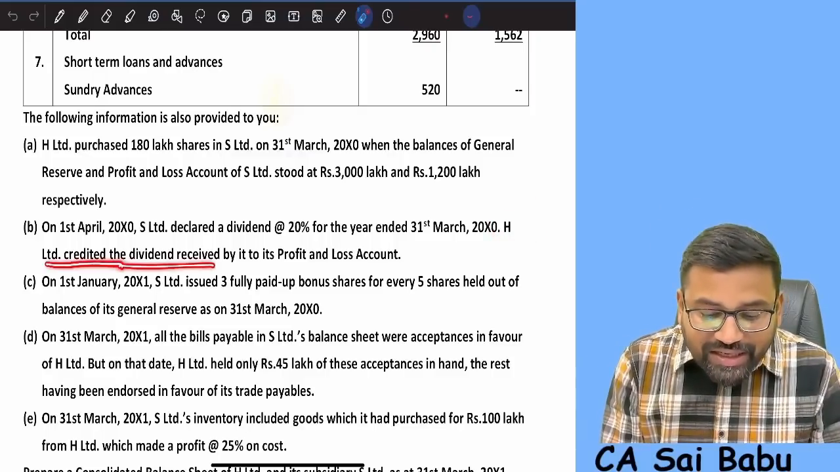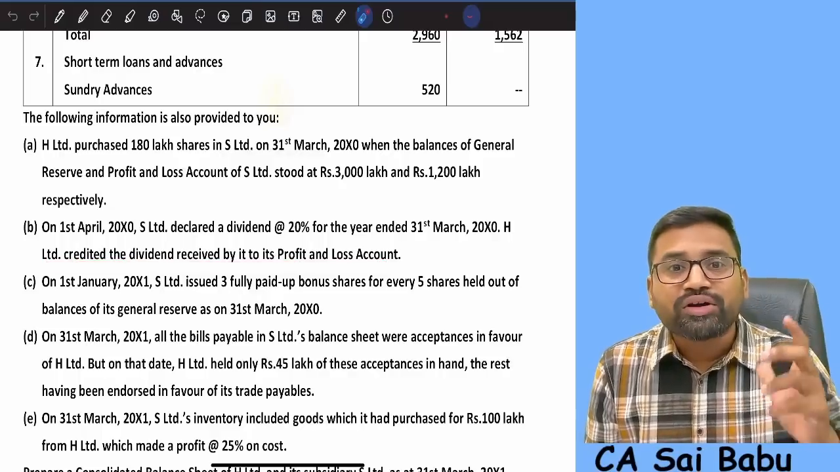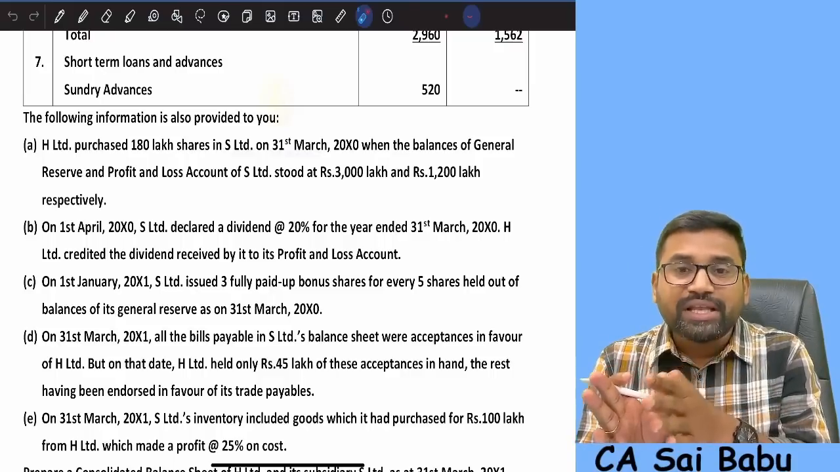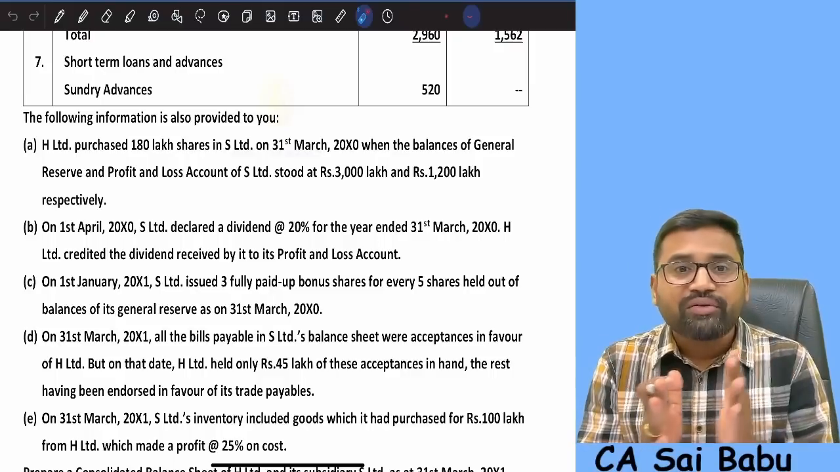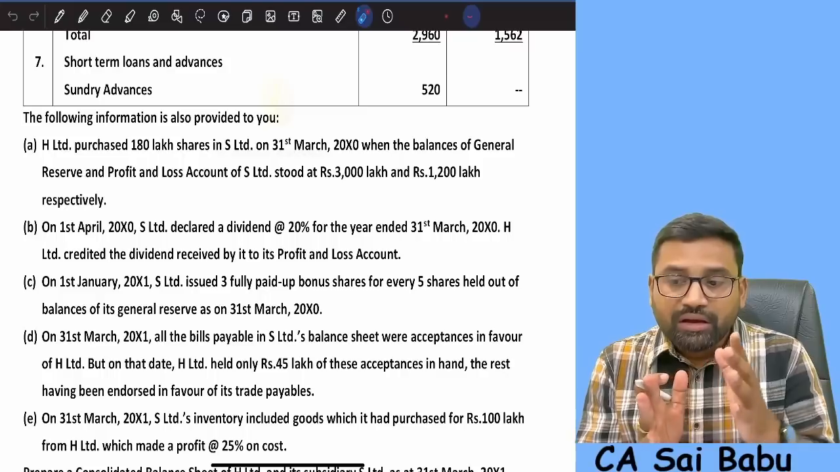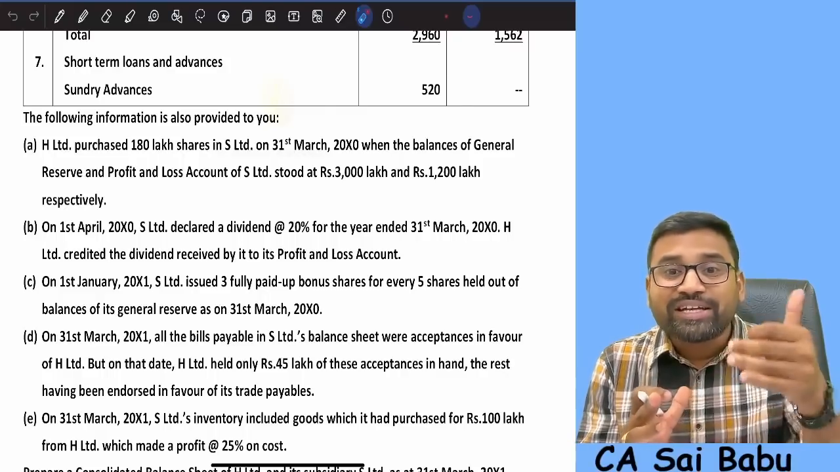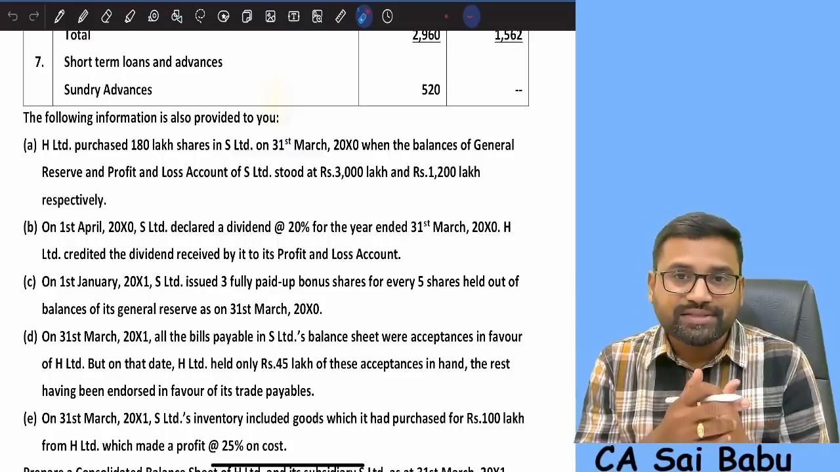H Limited credited the dividend received by it to the P&L account. That is the wrong treatment they have done. Sometimes what they will give is that the parent company received a dividend from the subsidiary company out of pre-acquisition profits. But what the parent company has to do is adjust it to the cost of investment, but they credited it to the P&L account. Now they need to rectify this.